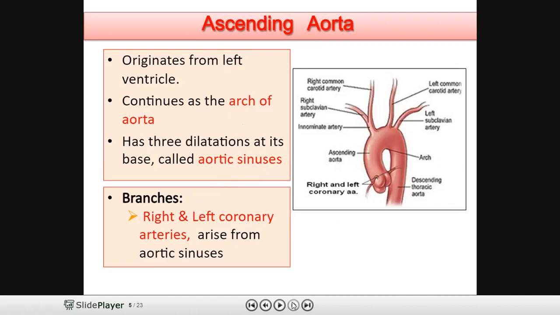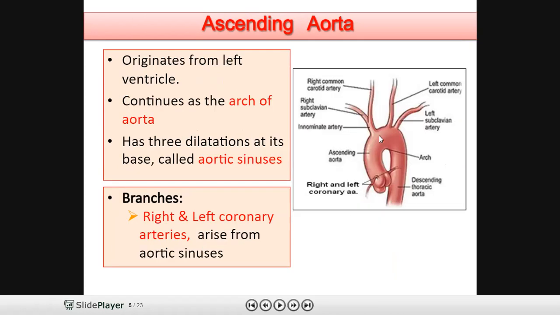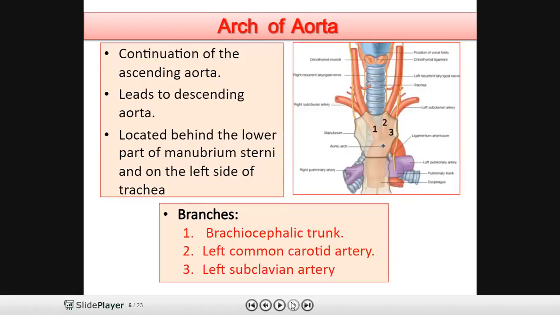Okay, let's look at the aortic arch. So the aortic arch, as we said, is the continuation of the ascending aorta, and it leads to the descending aorta. Now, the arch of the aorta has very interesting branches.